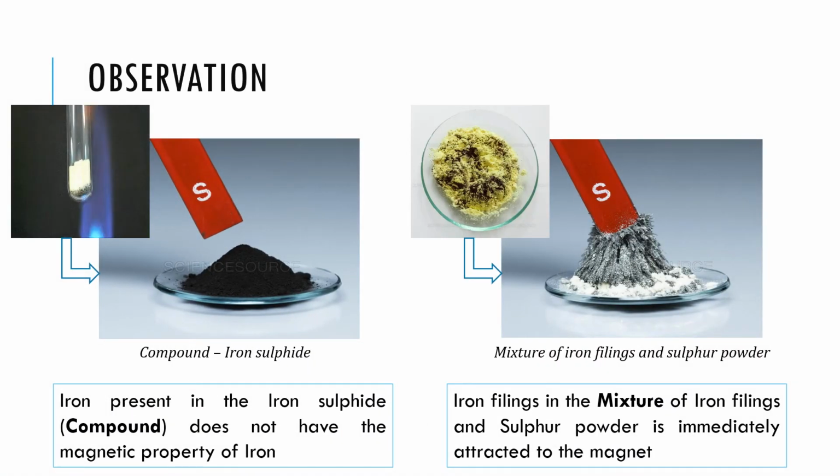When we keep the magnet near the compound iron sulphide, iron does not get attracted towards the magnet. It does not have the magnetic property. Whereas when we keep the magnet near the mixture, the iron filings from the mixture are immediately attracted to the magnet. So what does it show? In the compound, iron lost its magnetic property, whereas in the mixture, iron retained its magnetic property.